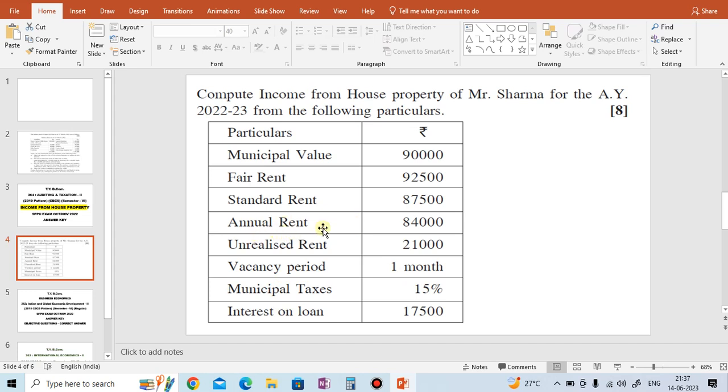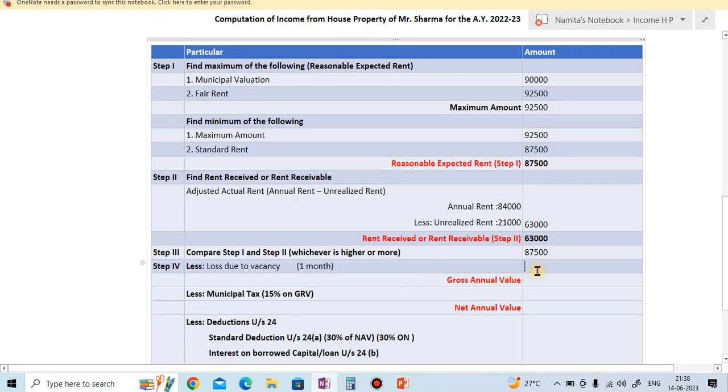See, annual rent is how much? In 1 year, how many months are there? 12 months. So for 12 months, the house rent was 84,000. Okay. So for 1 month, how much? So 84,000 divided by 12. So 7,000 is the rent for 1 month. So for 1 month the house was vacant. So 7,000 was the loss.